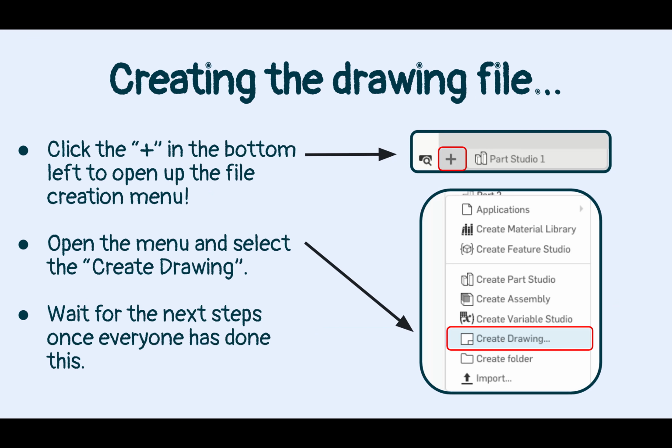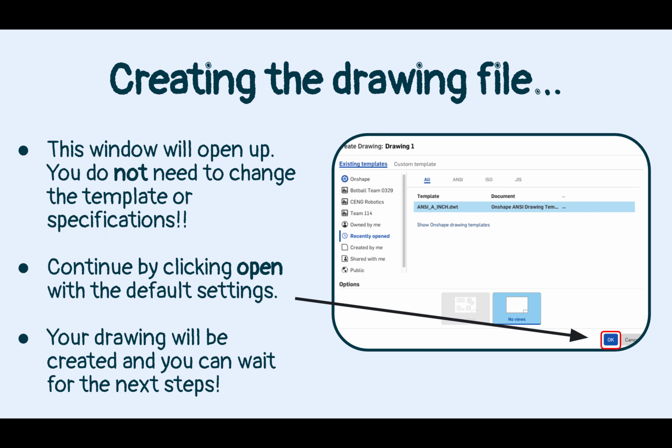Now, creating the drawing file. To begin, click the plus in the bottom left to open up the file creation menu. Open up the menu and select Create Drawing. Now, this window will pop up and you do not need to change the template or any specifications. Continue by clicking Open with the default settings or OK, and your drawing will be created and you can wait for the next steps.